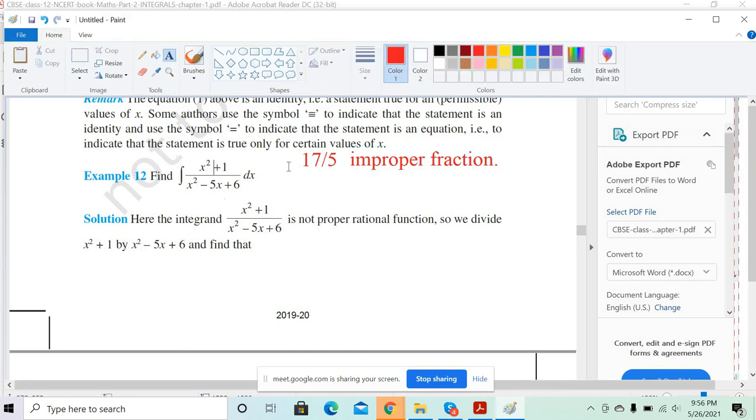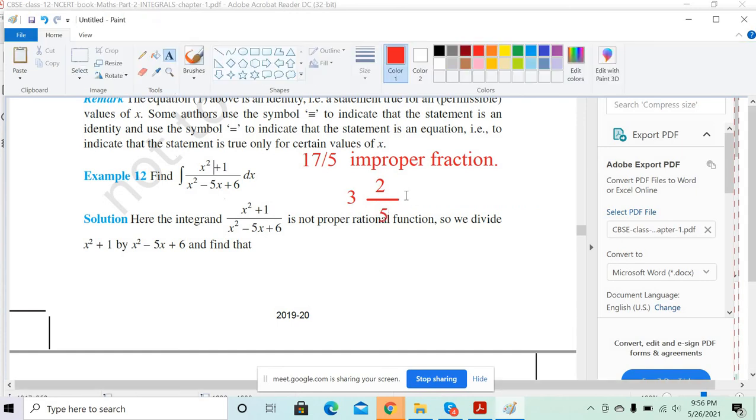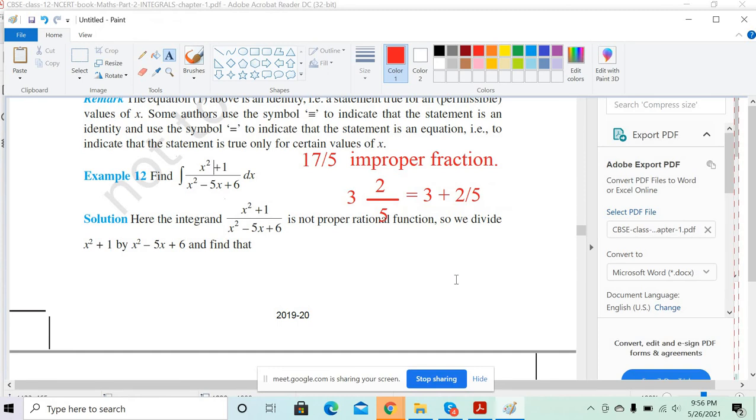Correct? So 17 by 5, how will you write it now as a mixed fraction? You will divide 17 by 5. So it will become 3 2 by 5. Excellent. So this is what you need to do. Now this can also be written as 3 plus 2 by 5. Same thing, right? So this is what we need to do here.